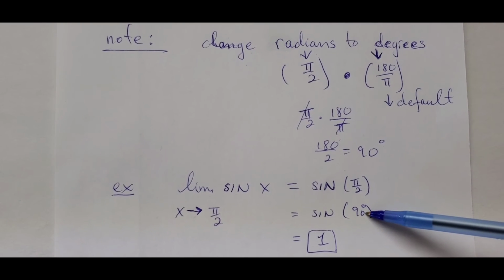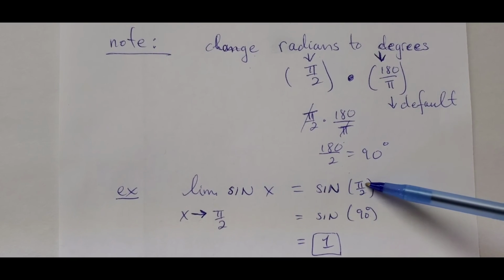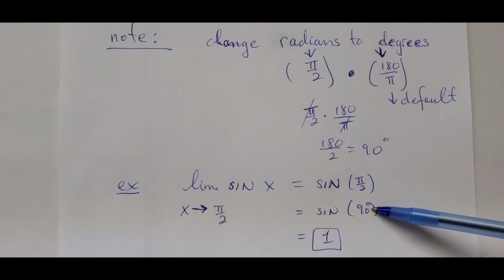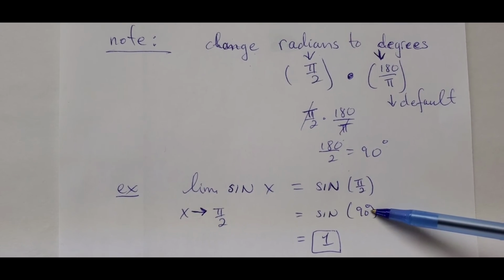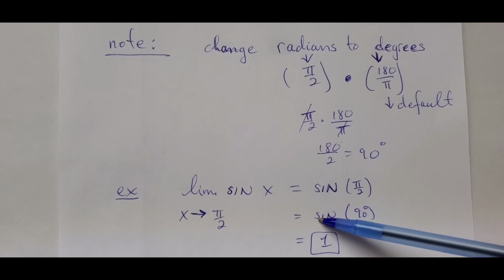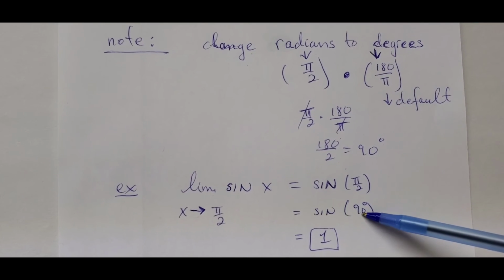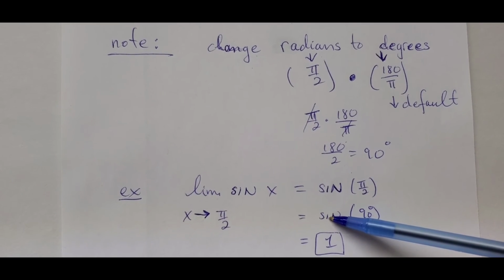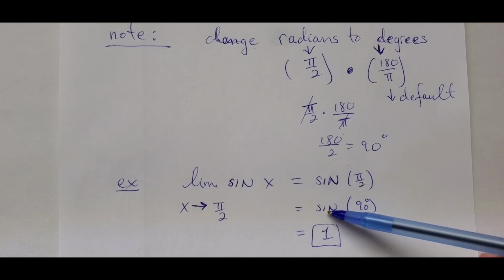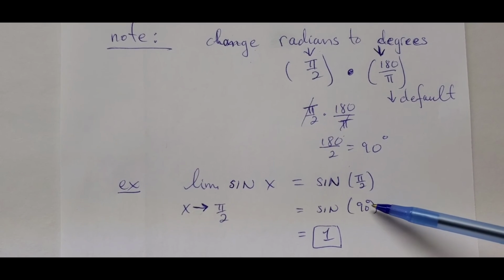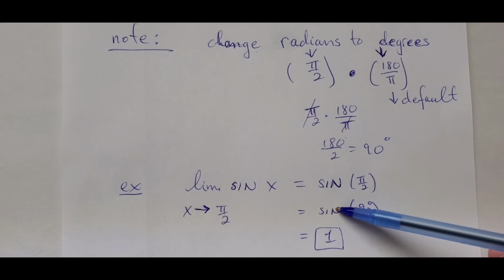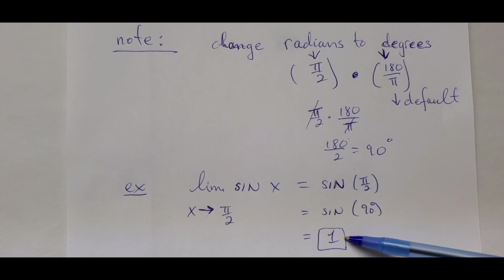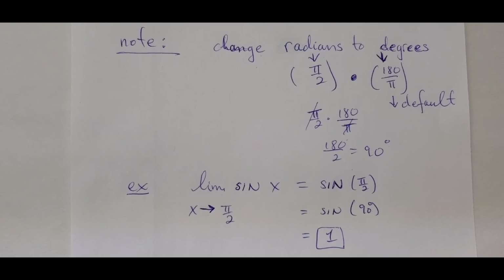Make sure the value you plug in is changed to degrees because it's easier and your calculator takes degrees. All you have to do is put in your calculator sine 90, or the reverse, 90 sine. Again, it depends on your calculator. Just plug it in, press enter, and the answer comes out to be 1. So that's how you do your homework.